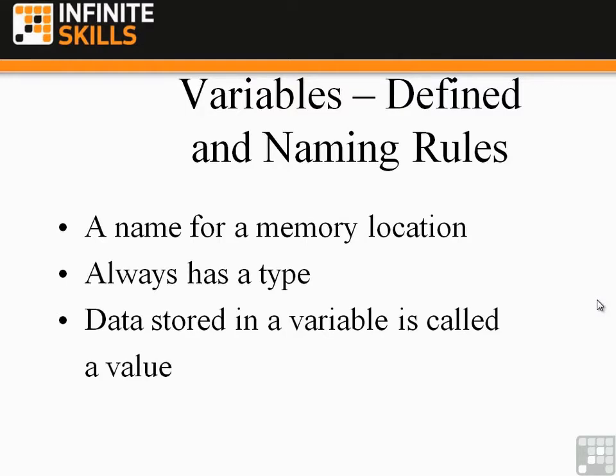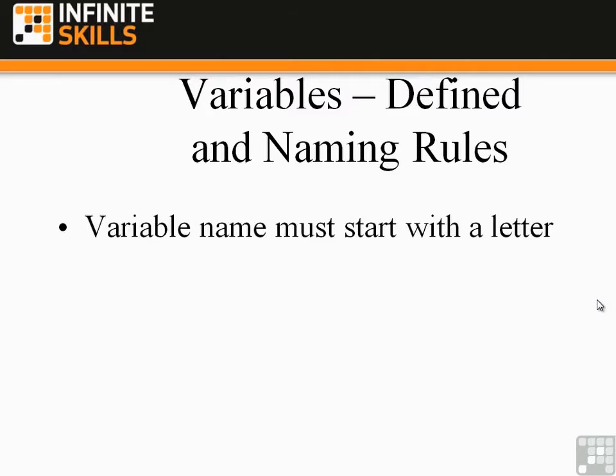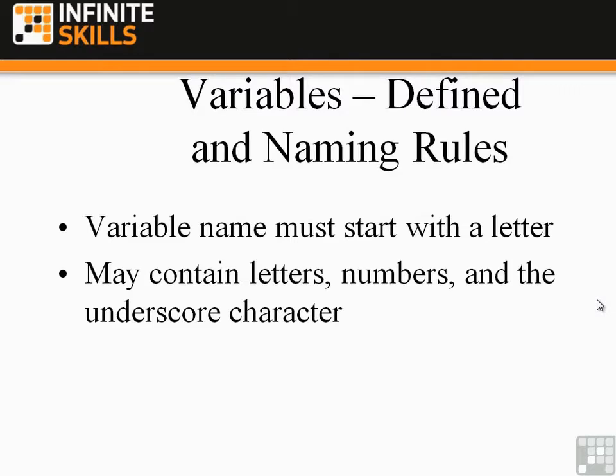When we store data in a variable, we call that a value. That's not a technical term, but I'll talk constantly about a variable's value. And when I'm saying that, I'm talking about the piece of data that is stored in that variable. As far as the naming rules for variables go, the first rule is that a variable name must start with a letter. It cannot start with a symbol or a number. It has to be a letter. After the initial letter, a variable name may contain letters, numbers, and the underscore character.